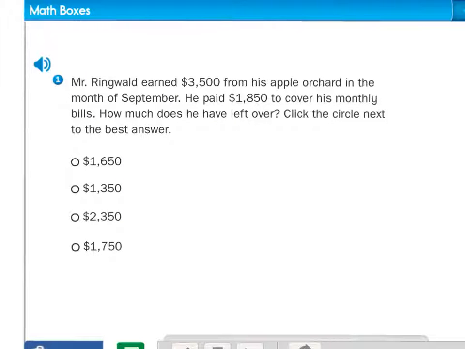Okay, for question number 1 in this math box, again, we're going to look for those keywords to help us decide what operation we're going to use for this story problem. And we're also going to do some highlighting of which numbers we actually need.